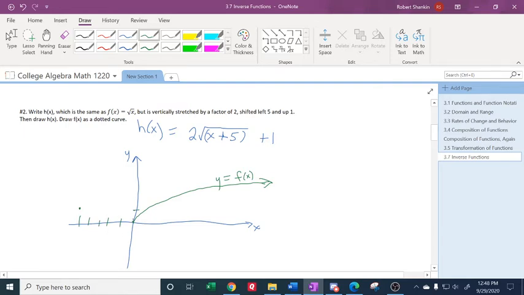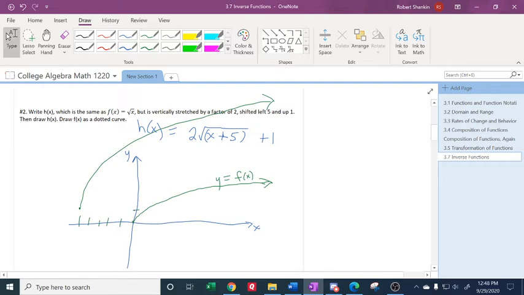Now, I'm going to make the same shape here, except it's going to go twice as high because it's vertically stretched by a factor of 2, like this. Okay, so I think of the whole thing as a piece, and typically I do my shifts first, left and up or whatever, and then I only shift one key point, and then I make the whole graph.